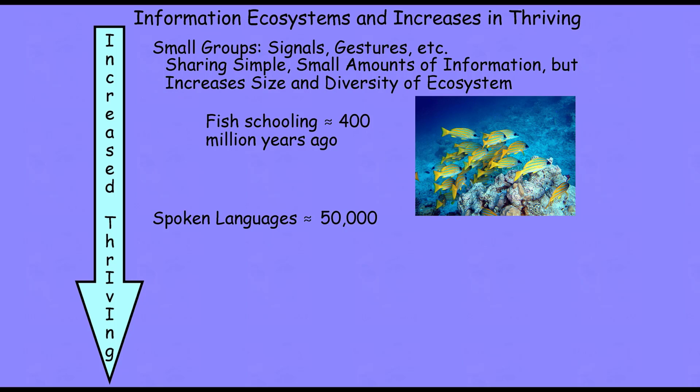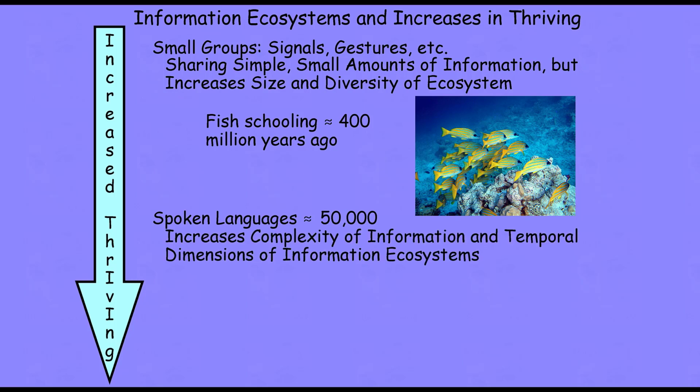Now, human beings take this to a level that we don't see in other creatures. Some creatures have pretty elaborate signal systems. Some creatures can even be taught basic sorts of sign language. But human beings evolved the ability to speak and process complex sentences in the form of spoken languages somewhere around 50 to 100,000 years ago. And this really differentiates human beings from other creatures, because now we're capable of exchanging relatively complex and large amounts of information through spoken language.